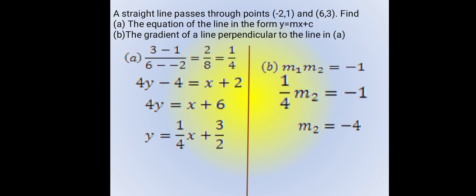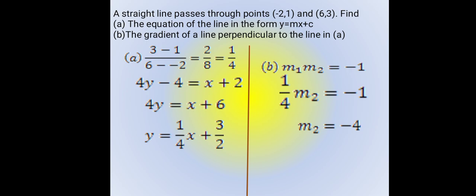A straight line passes through points (-2, 1) and (6, 3). Find the equation of the line in the form y = mx + c. That's A. And B, the gradient of the line perpendicular to the line in A. Now, having those points, we find the change in y and x.